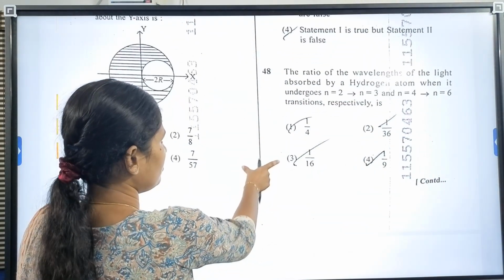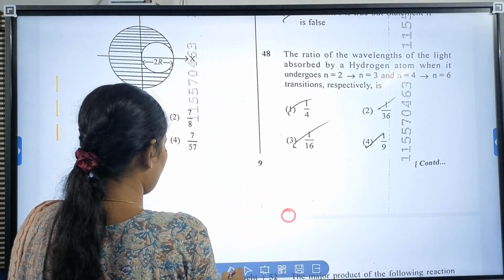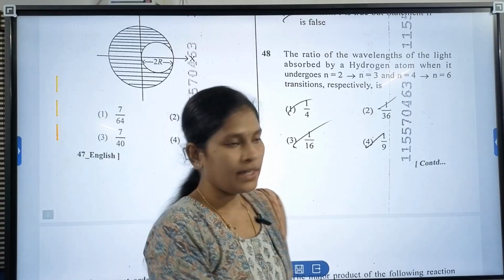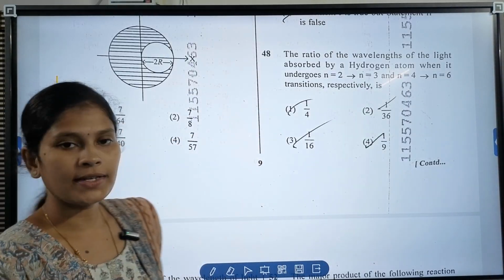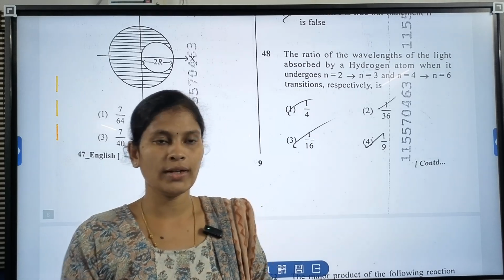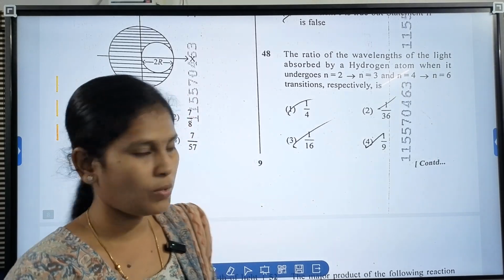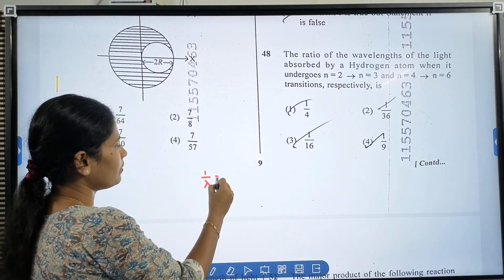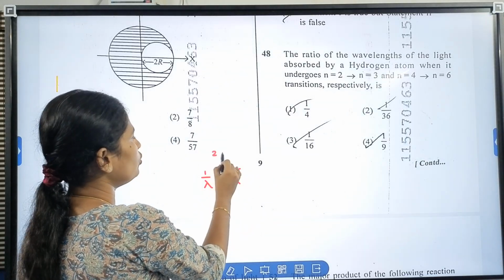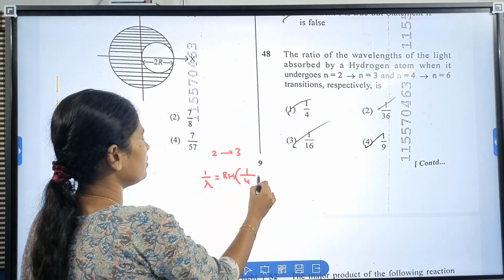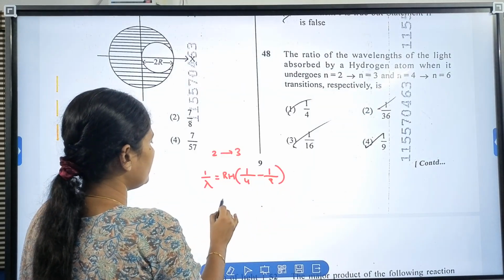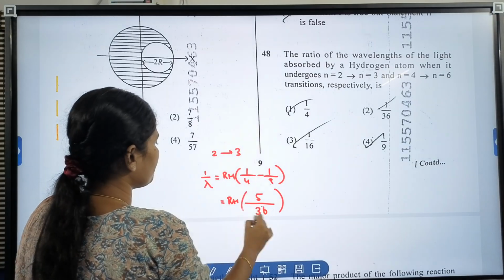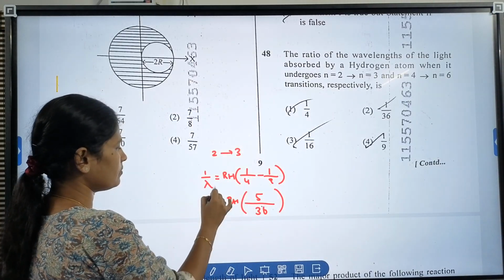48. The ratio of wavelengths of light absorbed by a hydrogen atom when it undergoes n equal to 2 to n equal to 3 and 4 to 6 transitions respectively. We are going to discuss the ratio. First I am going to take 1 by lambda, which is RH for 2 to 3. So we can take 4 by 9. So here we take RH, it is 5. That is 1 by lambda 1. Like that we can take.